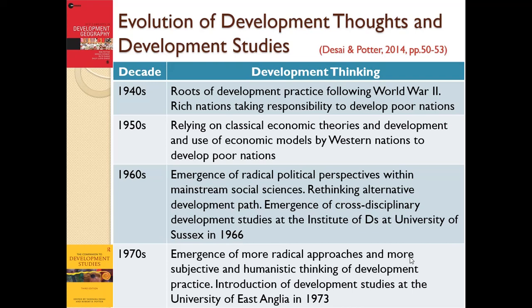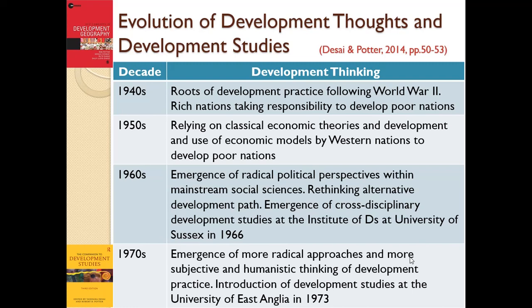So around the 1950s, then you have a reliance on classical economic theories of development, where now we have the modernization theory, therefore looking at development mostly from an economic perspective, in terms of numbers, or quantifying how many goods and services are produced by a particular country and so on. And therefore Western nations were developing and using those economic models to do so. We are going to look at all these theories of development, and we'll see what theory there is and when it was more used in practice, and its relevance in development practice even today.